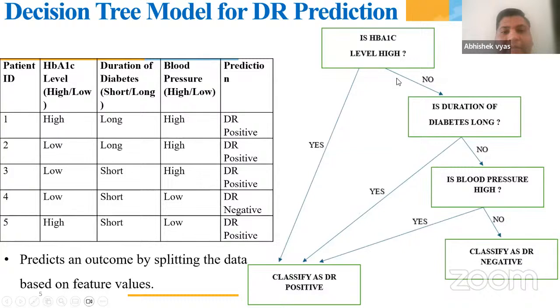So seeing these 5 patients' data, it will build this decision tree. And then if a new patient is entered, for example, we take a new patient as this third one from the test data. I am just taking an example. Now, if we take this new patient, first HbA1c level, it will check it is low. So it will ask, is duration of diabetes long? It is saying short. Then it will again ask, is blood pressure high? The blood pressure is high. Then it will classify as DR positive. If HbA1c is high at the first instance, then it will directly classify it as DR positive. It will not check the other features. In this way, we built a decision tree using supervised learning technique.